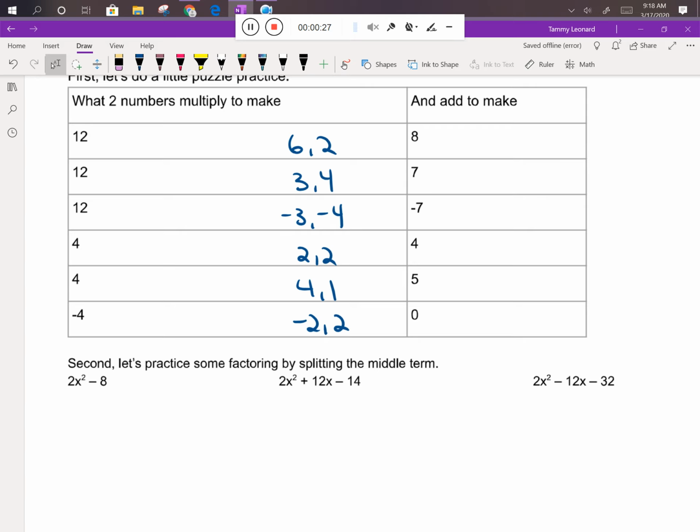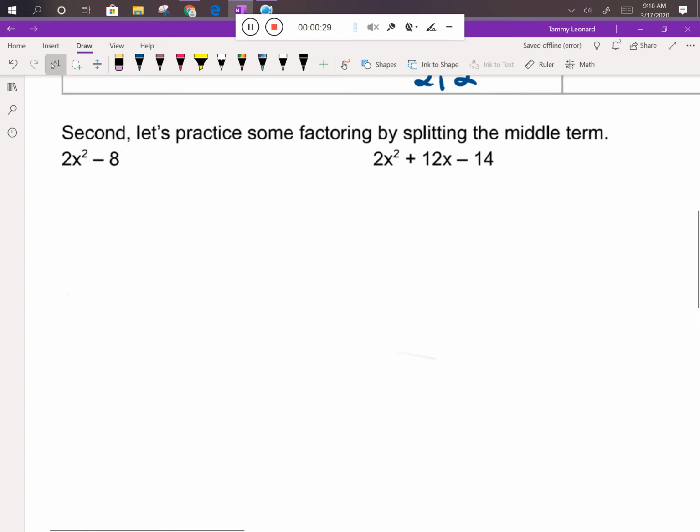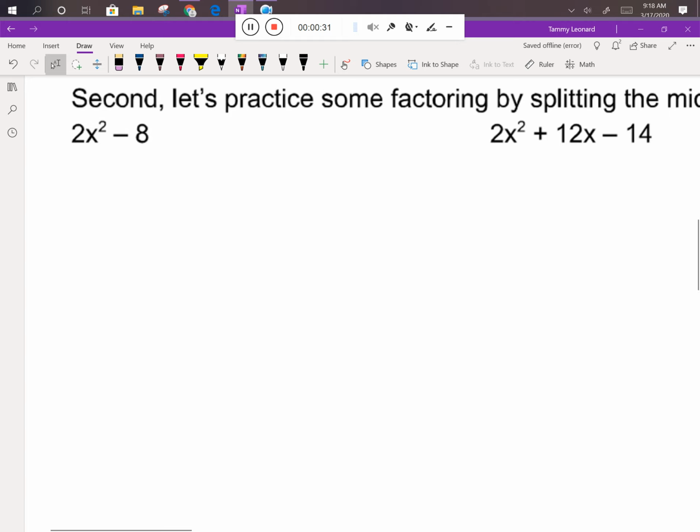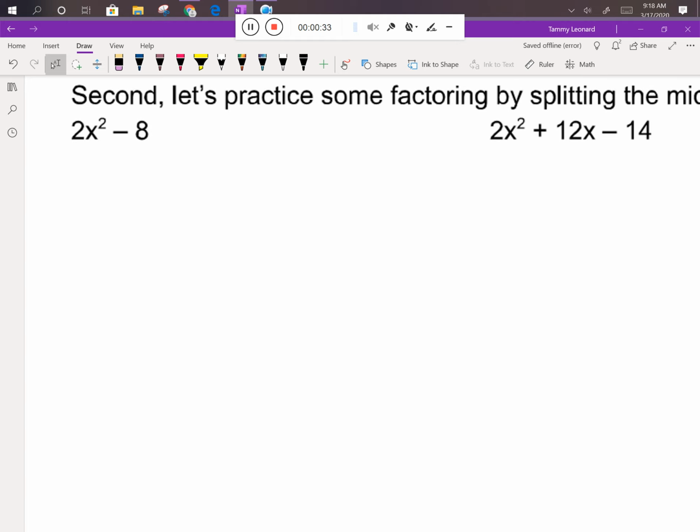Today we have a bit of a twist. As we look at some of these problems, we can see at first glance that there's actually a step we need to add to the beginning of our process. Notice 2x squared and negative 8. They're both divisible by 2. If we can take a GCF out of all the terms in a problem, we want to do that before we start. So let's factor out a 2.